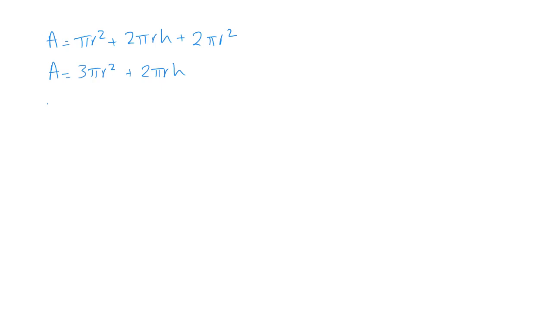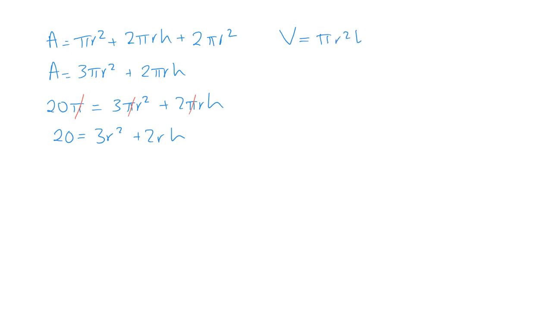We're told that the area is 20 pi. And hopefully you can see that pi can be cancelled out. So we have 20 equals 3r squared plus 2rh. Then the volume of the cylinder is pi r squared h. The volume of a sphere is 4/3 pi r cubed. So a hemisphere is 2/3 pi r cubed.